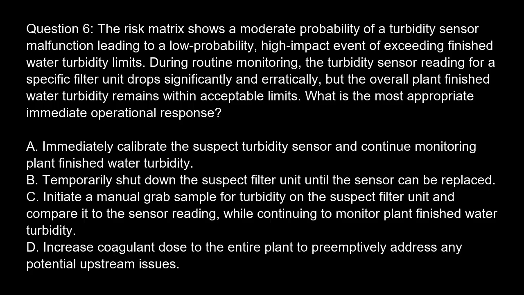Option A. Immediately calibrate the suspect turbidity sensor and continue monitoring plant finished water turbidity. Option B. Temporarily shut down the suspect filter unit until the sensor can be replaced. Option C. Initiate a manual grab sample for turbidity on the suspect filter unit and compare it to the sensor reading, while continuing to monitor plant finished water turbidity. Option D. Increase coagulant dose to the entire plant to preemptively address any potential upstream issues.